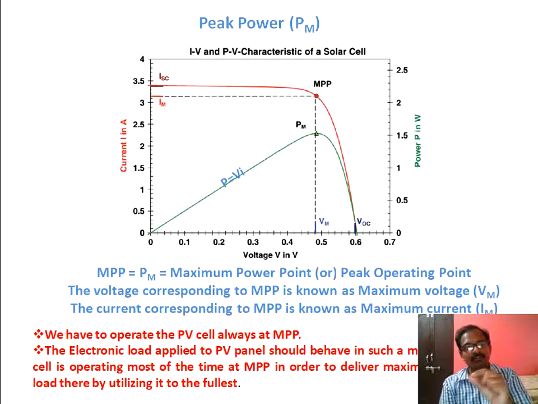At VOC and ISC the power is 0, but if I multiply VM and IM, we will get the maximum power. Therefore we have to operate the solar cell always at the peak operating point or maximum power point, in order to deliver the maximum power to the load.